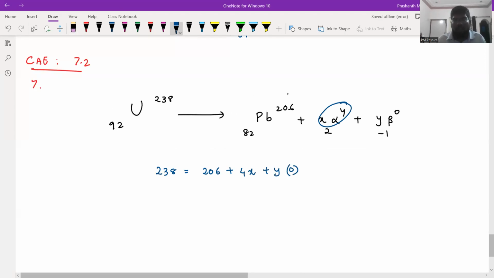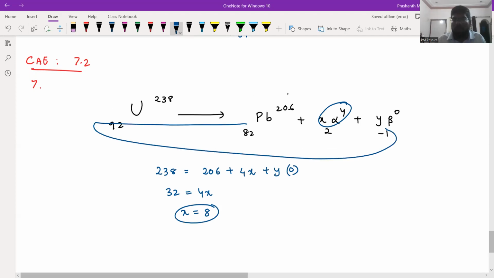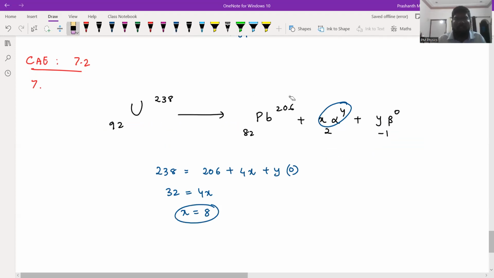Then what is coming out? This is 206. This is 32, which is equal to 4X. What is X coming out to be? 8. 8 alpha particles came. Now balance the lower part. Lower part, how do you balance here?